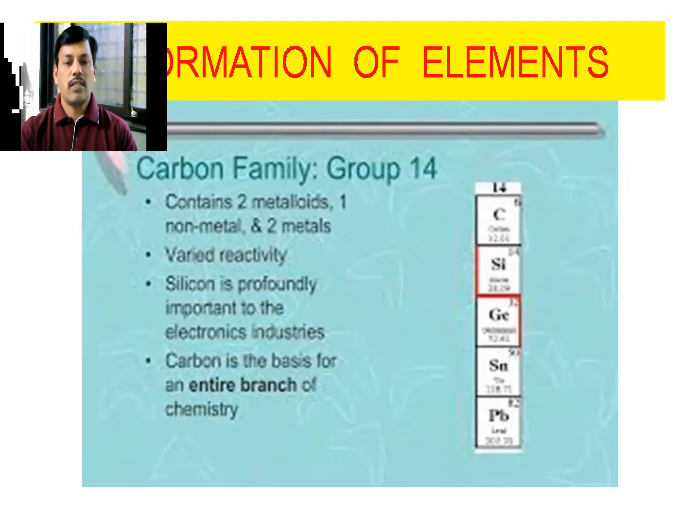Silicon is profoundly important to the electronic industries. Carbon is the basis of an entire branch of chemistry. Now see here, these two elements, carbon and silicon, are non-metals, germanium and tin are metalloids, and lead is a pure metal. So the metallic character gradually increases from top to bottom, from carbon to tin and lead.